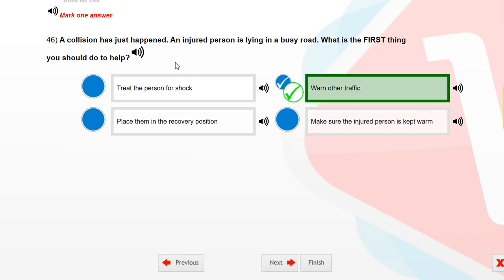A collision has just happened. An injured person is lying in a busy road. What is the first thing you should do to help? Warn other traffic.